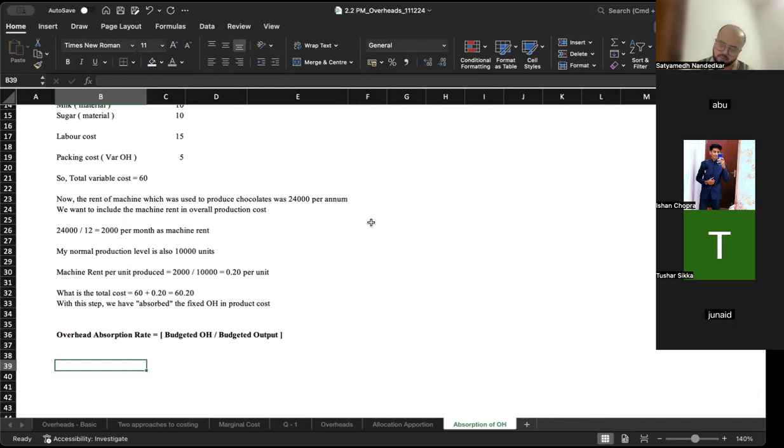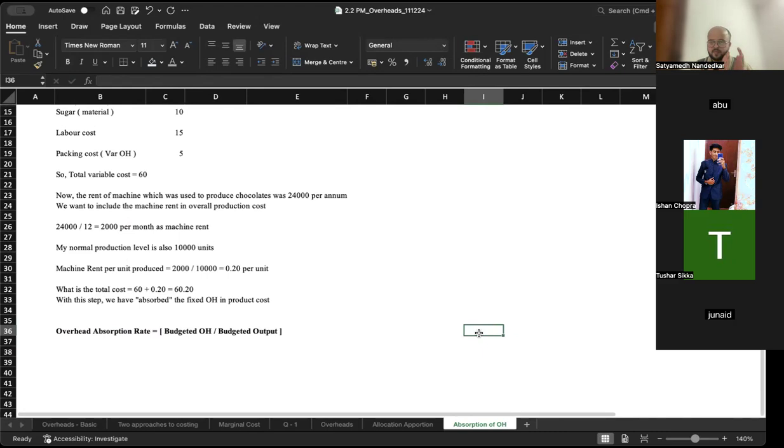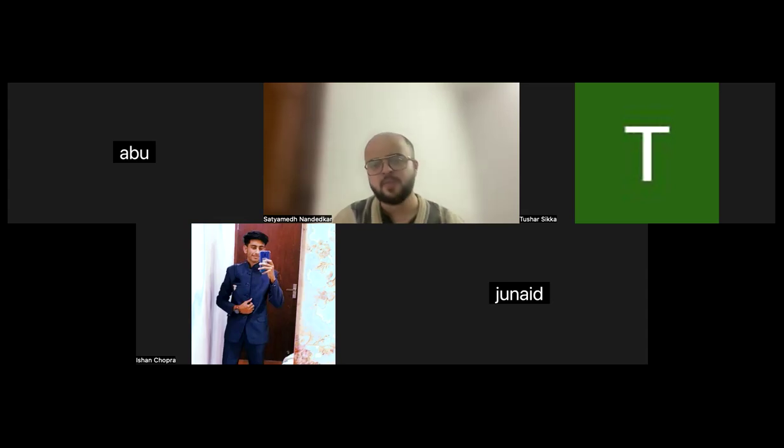Yes, sir. Okay. So let's keep this as the base now. Has everyone understood what is absorption of overhead? Yes, sir. Now, there is one more concept that is going to be very important, that is under absorption or over absorption of overheads, but that's a discussion for slightly later. We'll stop here today. I just need to ask you a couple of questions.